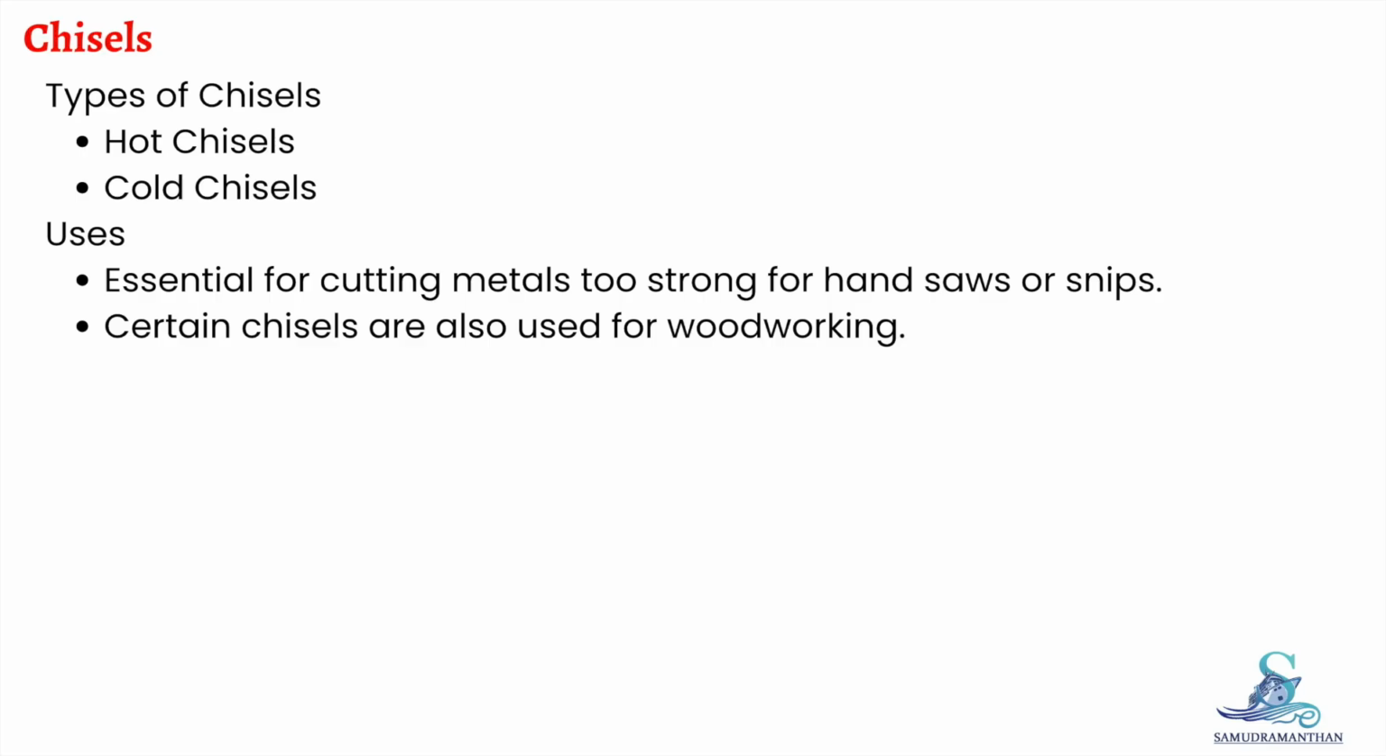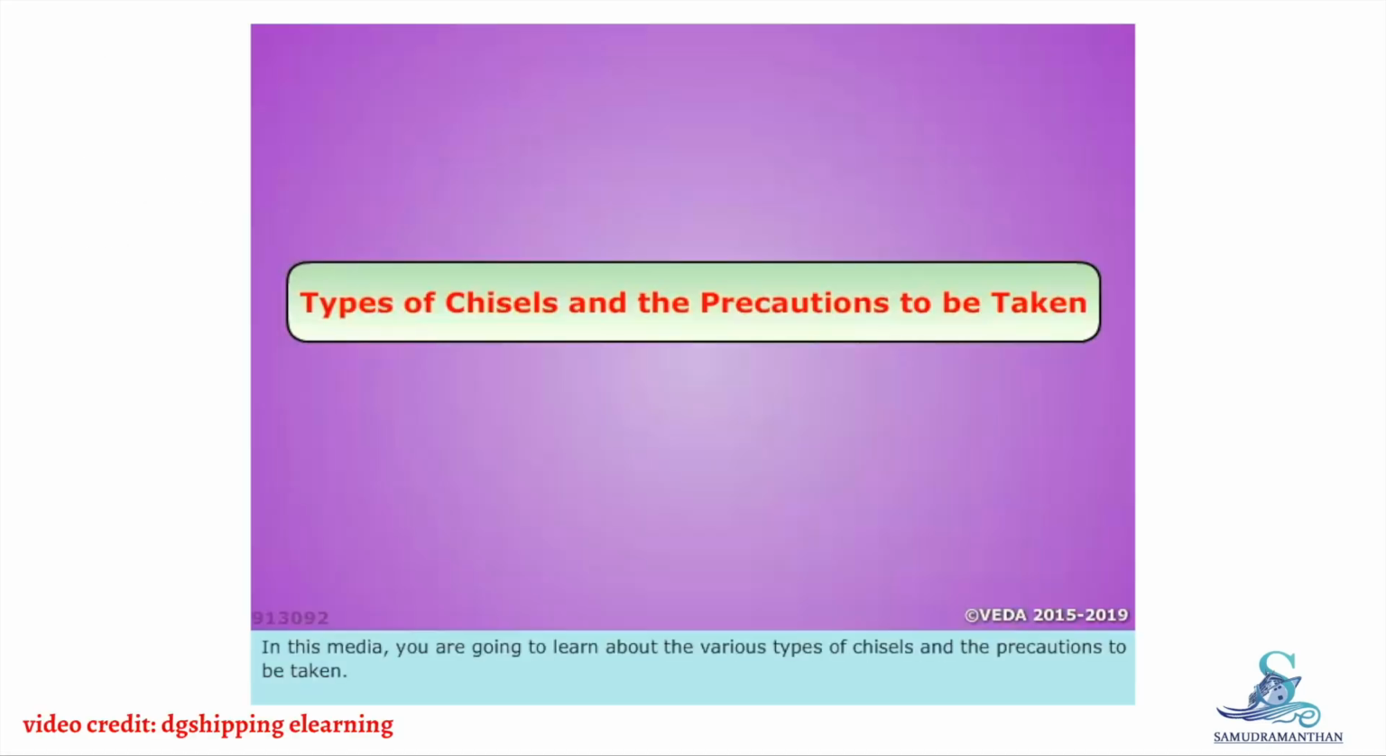Chisels are extremely important because they can cut metals that are too strong for saws or snips, and some chisels are also used for woodworking applications. Let's watch a small clip related to chisel. After that, we will end this session. In this media, you are going to learn about the various types of chisels and the precautions to be taken.